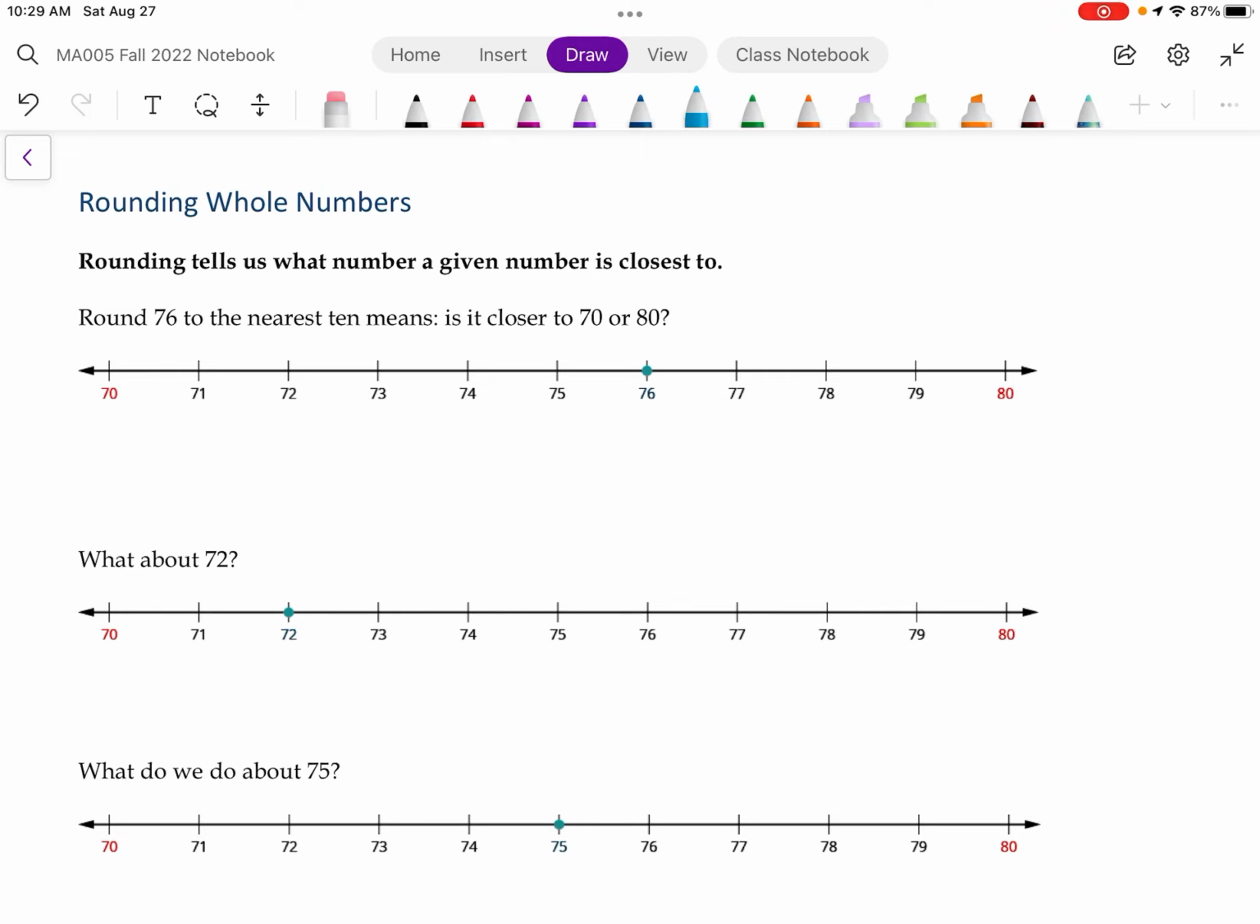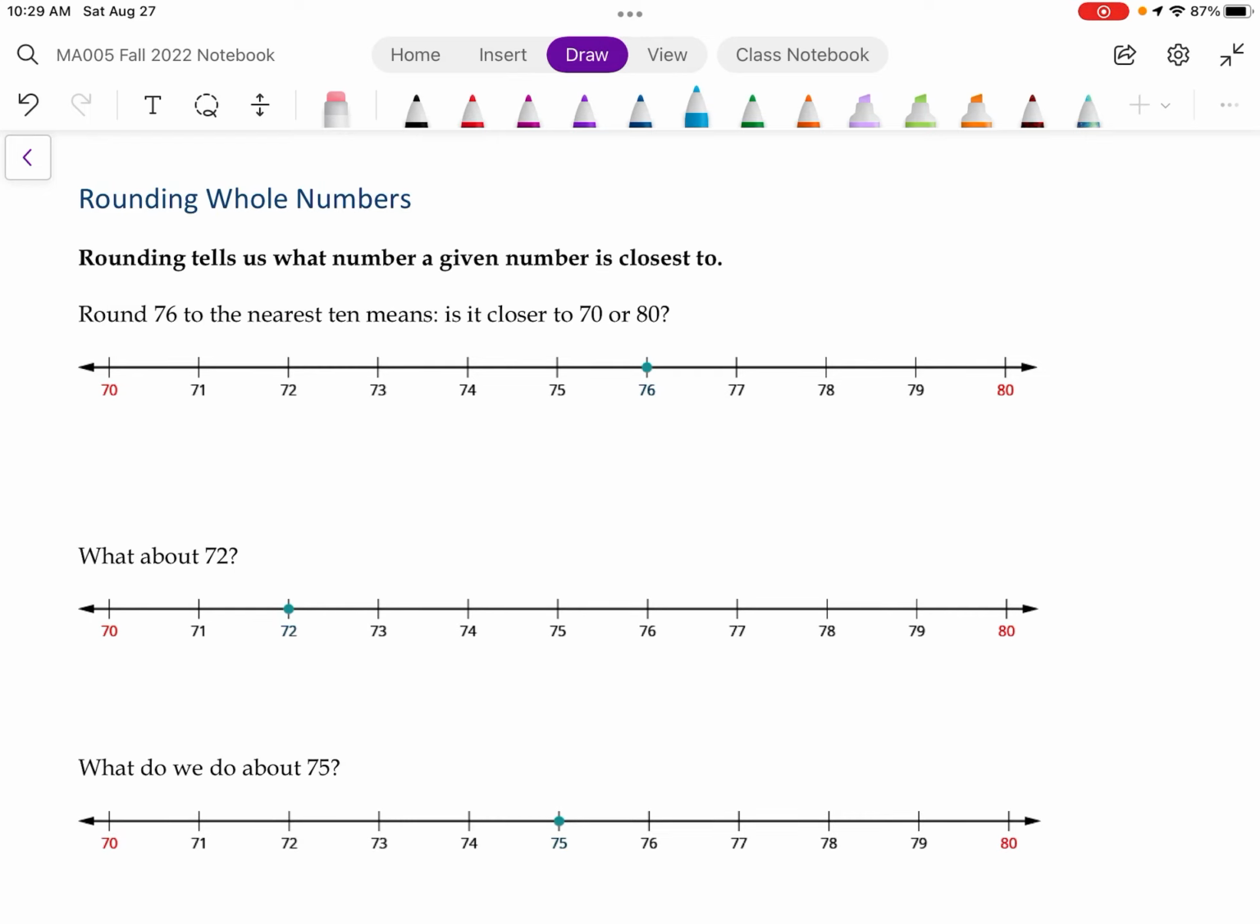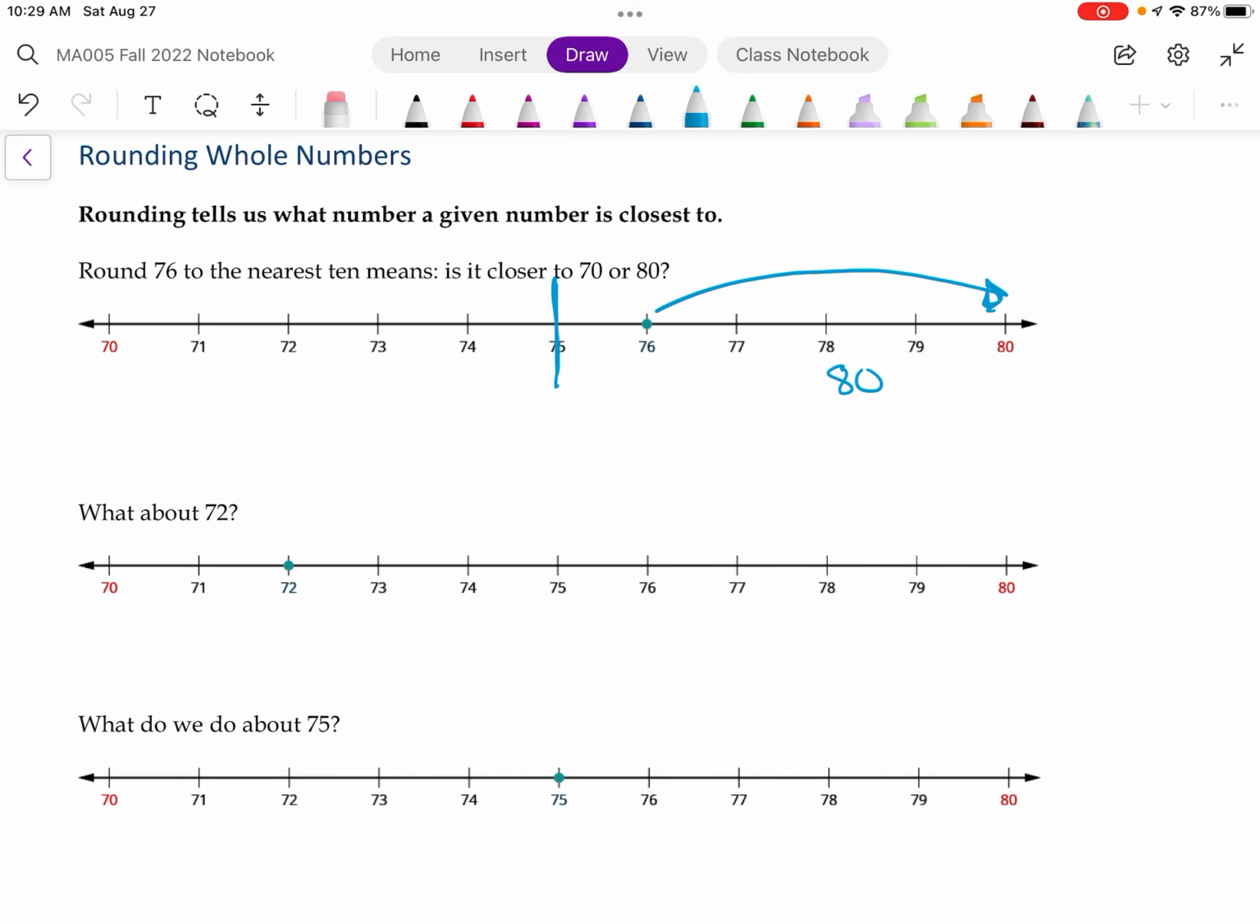Round 76 to the nearest 10 means, is it closer to the tens place of 70 or the tens place of 80? So here's our number line, and you can see that 75, of course, is right here in the middle. So 76 is going to round to 80. It's closer to 80 than it is to 70. So it rounds to 80. Okay? All right, 72. Which one is it closer to, if we're going to round to 70 or 80? In other words, round to the tens place.